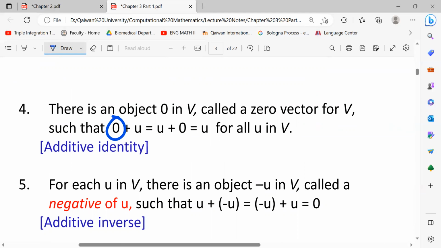Then we have additive inverse. We must have a vector to add to another vector and we get zero. Look, we get a zero vector. U and negative U, U and minus U. These two vectors are inverse to each other. Additive inverse to each other, okay? With respect to addition, U and minus U are inverse to each other.